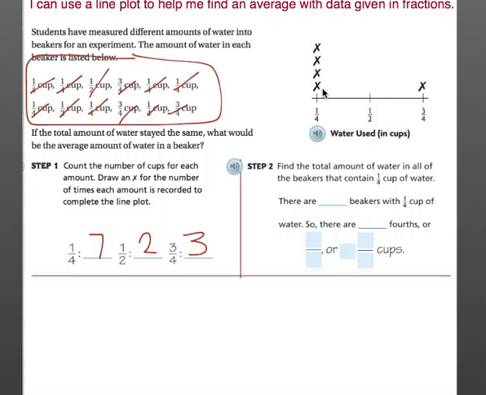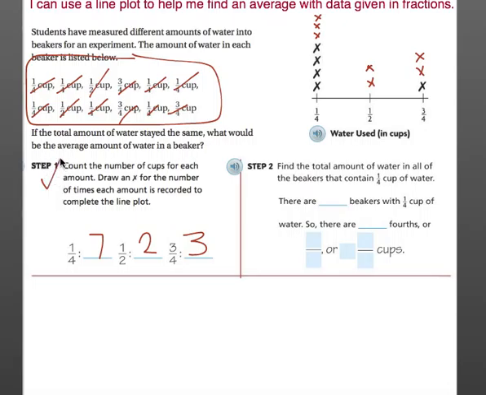So now what I need to do is update my line graph, or my line plot, sorry. So I have 7 1/4, so there's 1, 2, 3, 4 x's above the 1/4. I need to add 3 more x's to make it 7. And then 1/2, I need to have 2 x's because there were 2 beakers with 1/2. And 3/4, I need to make sure I have a total of 3 x's for 3/4. So I've done my first step and I have updated my line graph.